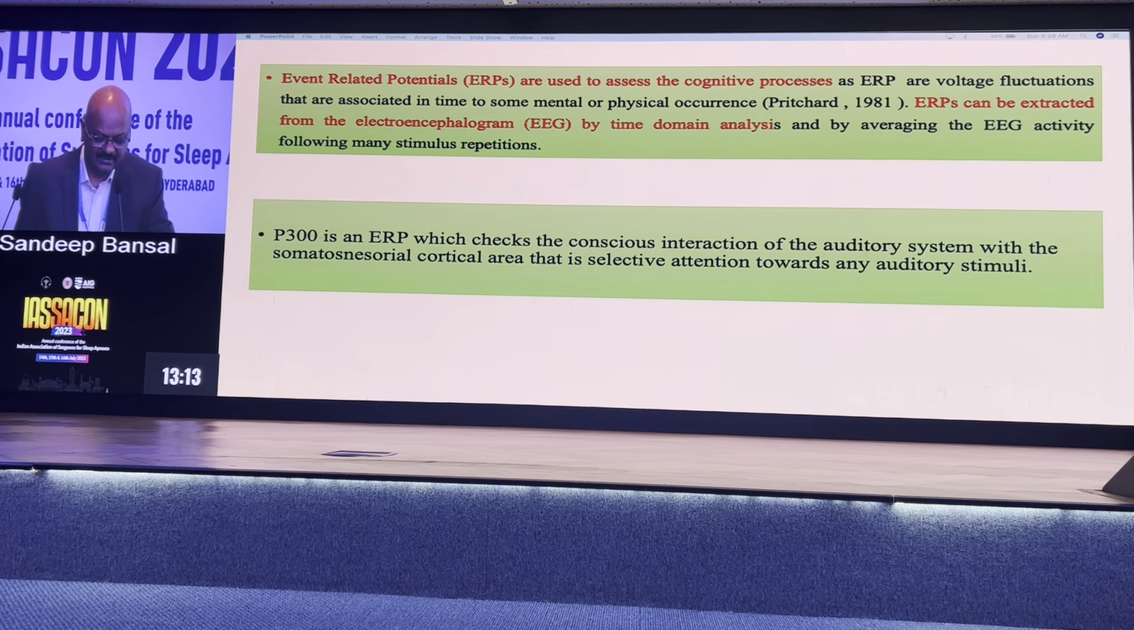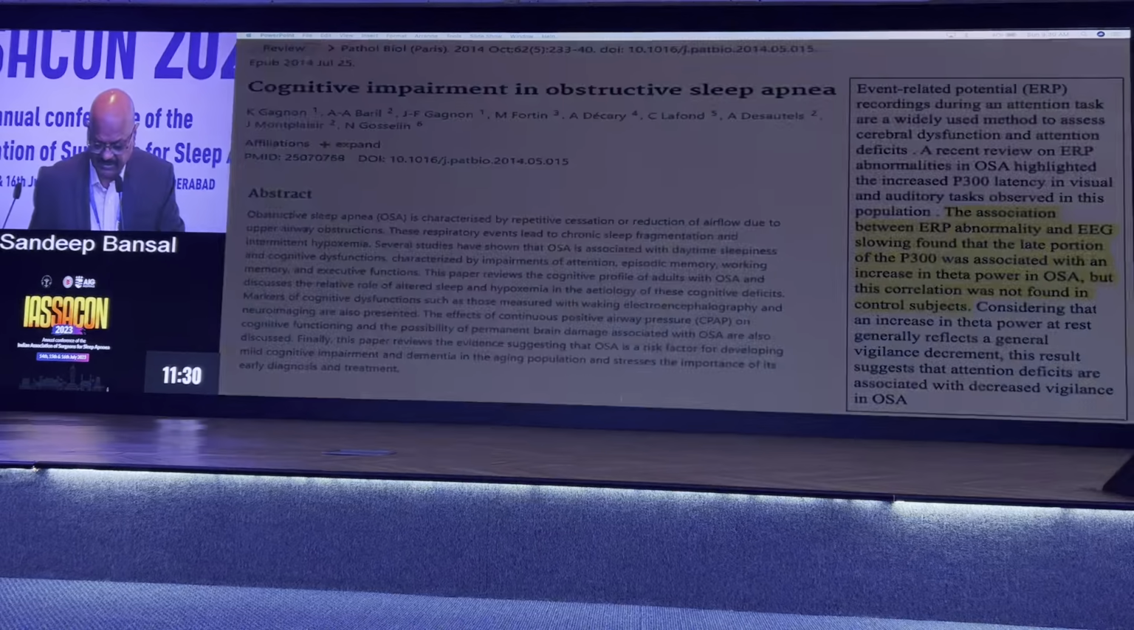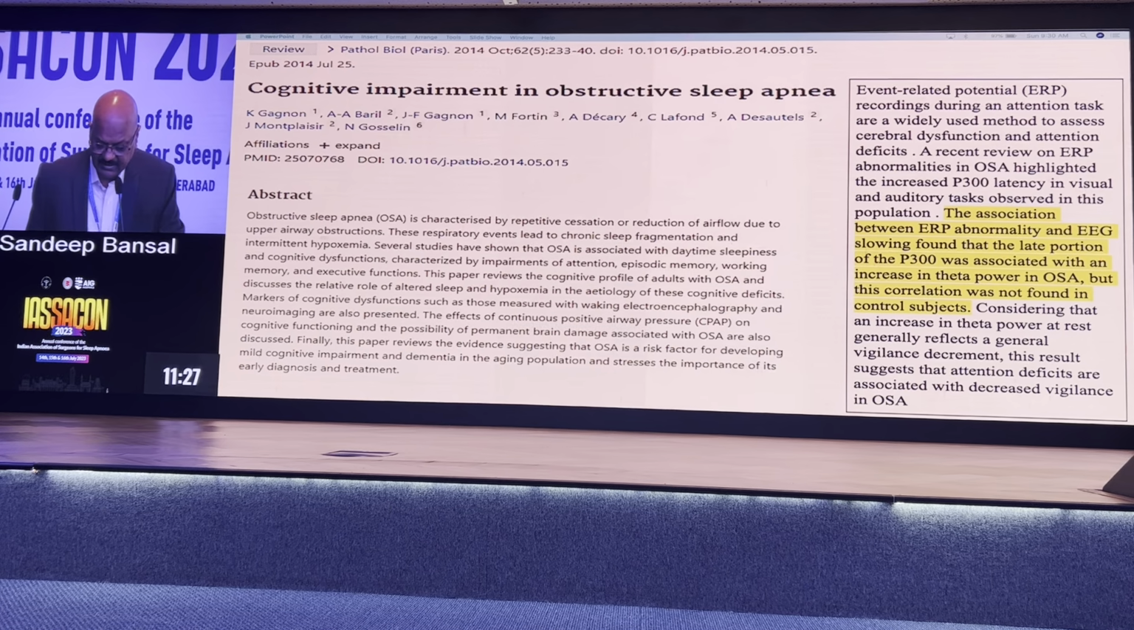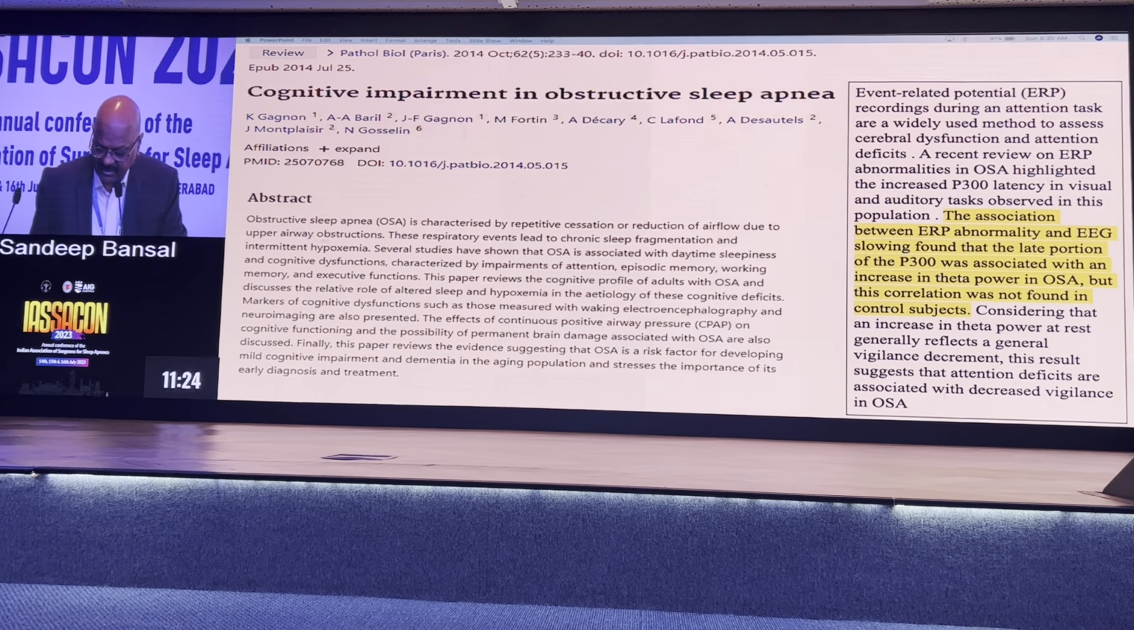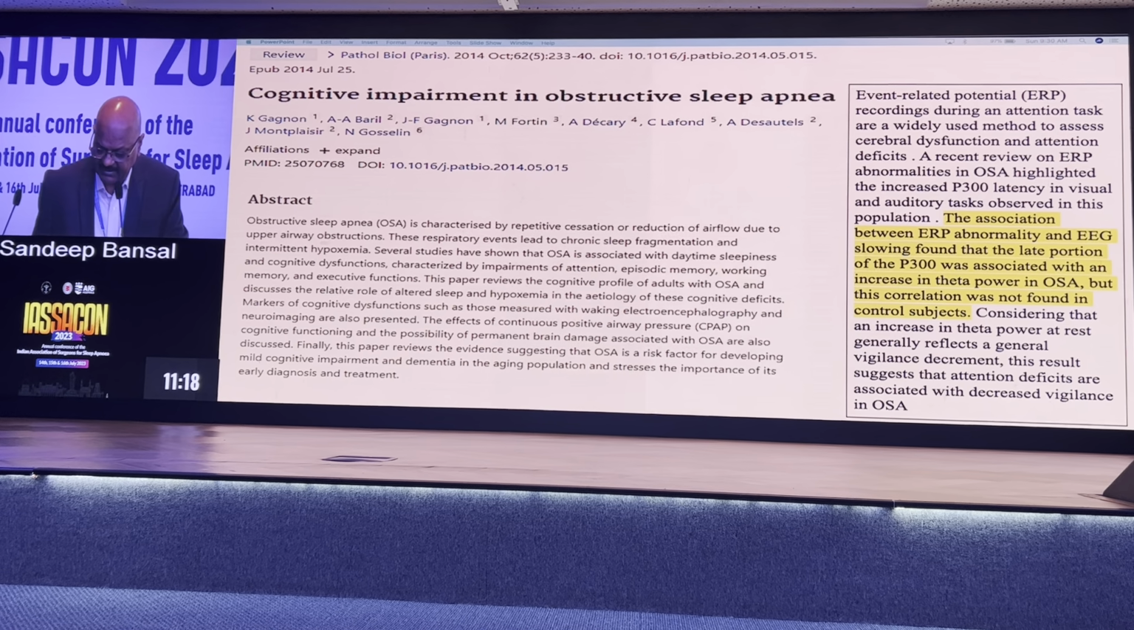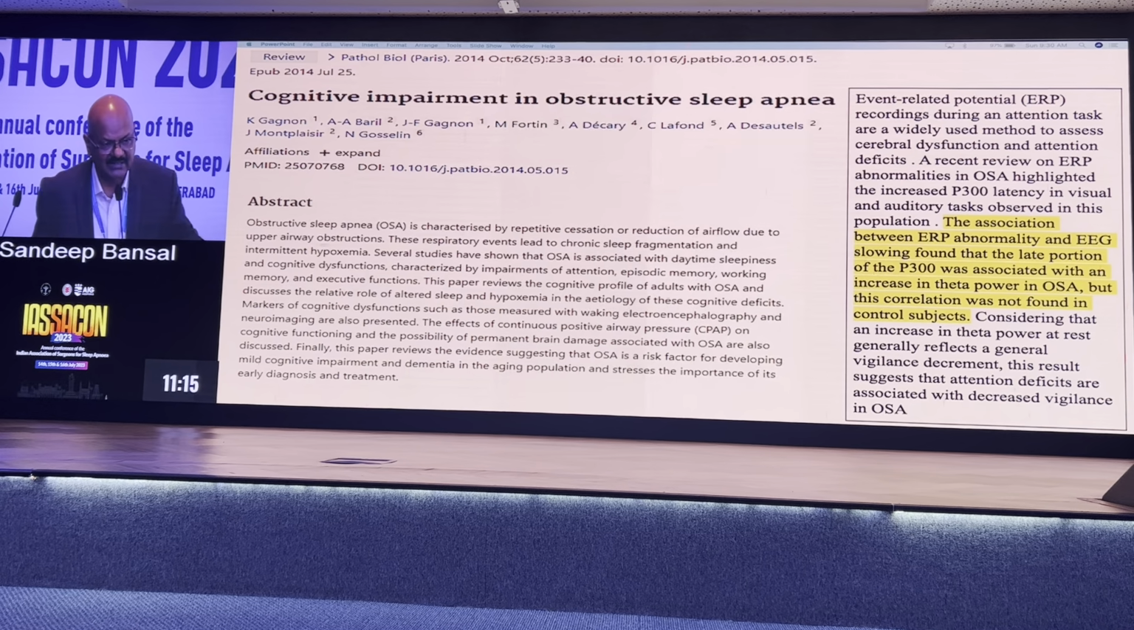Another study said that ERP studies have contributed to demonstrating changes in cognitive attentive processing in OSA, mainly in association with altered functioning of the prefrontal cortex. And CPAP treatment may improve vigilance and attention for these patients. So again, ERPs have great potential to tell us about cognitive functions in these people. Another study on the association between ERP abnormality and EEG found that the late portion of the P300 was associated with an increase in the theta power of OSA. In short, it means that it correlates with OSA.